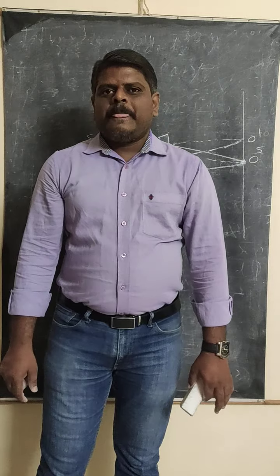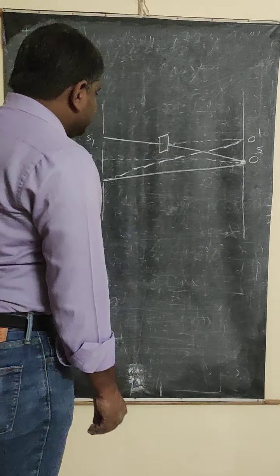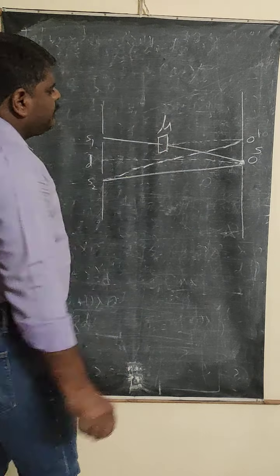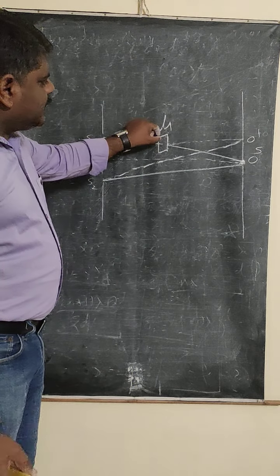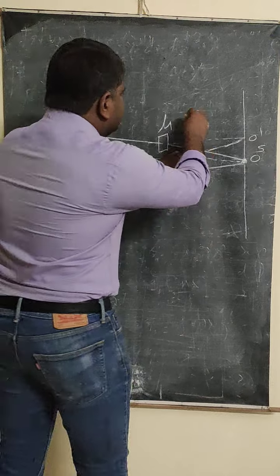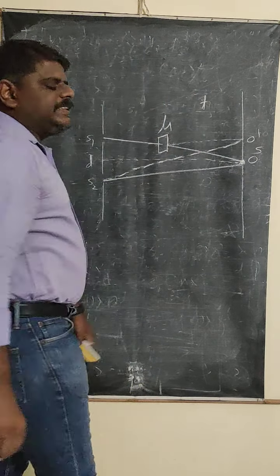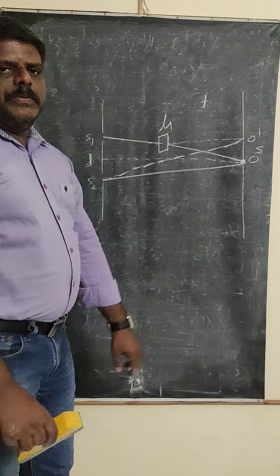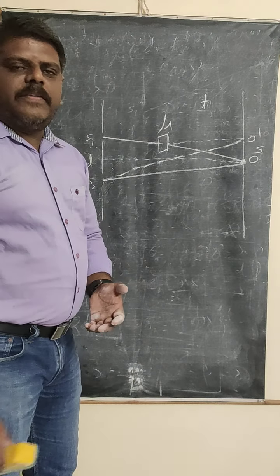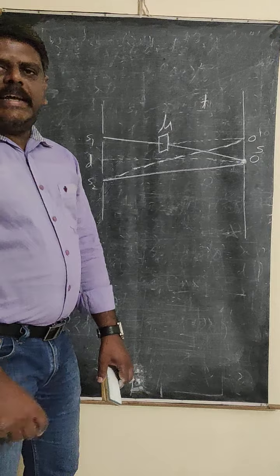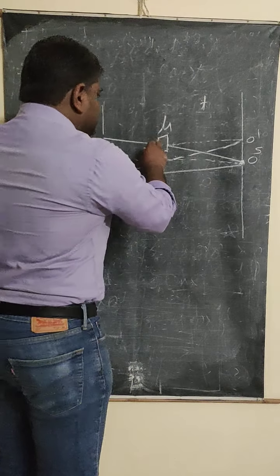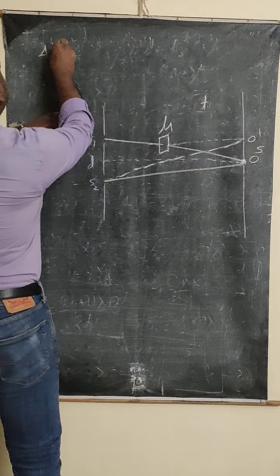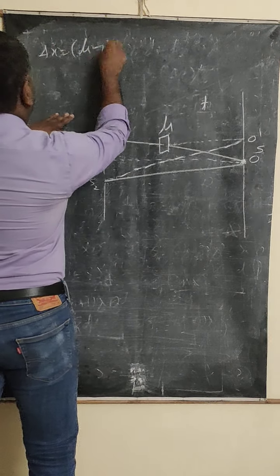Now, let us say that the refractive index of this thin transparent glass plate is mu, and the thickness of the glass plate is t. Now, how can we find out the path difference? To find it, there is a direct formula. Due to the introduction of this glass plate, the path difference produced is delta x equals (mu minus 1) into t.